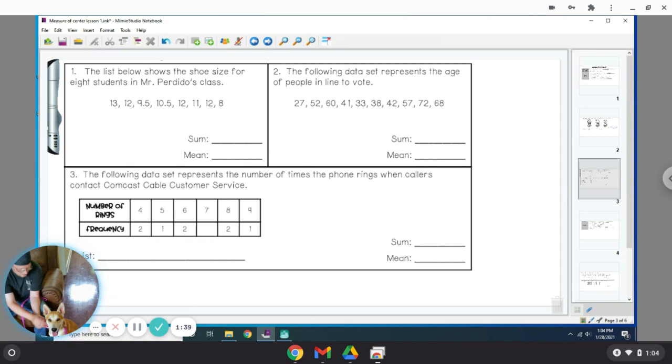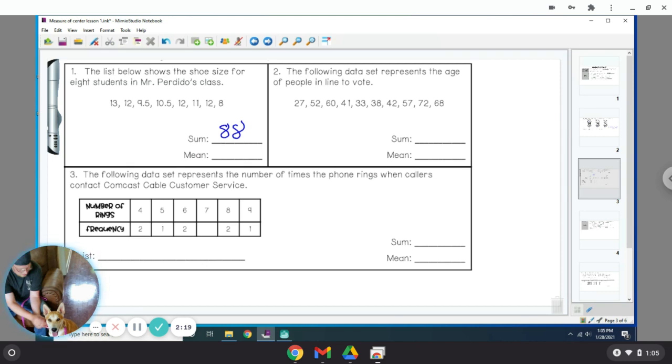Here below is a list that shows the shoe sizes for 8 students in a class. What we're going to do is find the sum. Sum means to add all these numbers up. So you're going to do 13 plus 12 plus 9.5 plus 10.5 plus 12 plus 11 plus 12 plus 8. If you want to pause the video and do that yourself, that's a good idea. When you add it all together, you get 88.